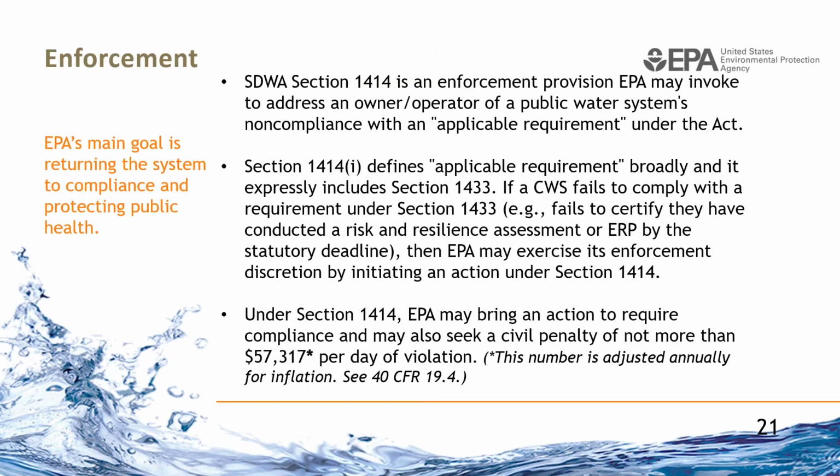As far as enforcement goes, EPA's main goal is to return the water system to compliance and protect public health. Section 1414 is an enforcement provision that EPA can invoke to address a public water system's non-compliance with the Act. And Section 1414(i) defines applicable requirement broadly, and it expressly includes Section 1433. So if a community water system fails to comply with a requirement under Section 1433, for example, if a system fails to certify that they've conducted a risk and resilience assessment or an emergency response plan by the statutory deadline, then EPA may exercise its enforcement discretion by initiating an action under Section 1414.